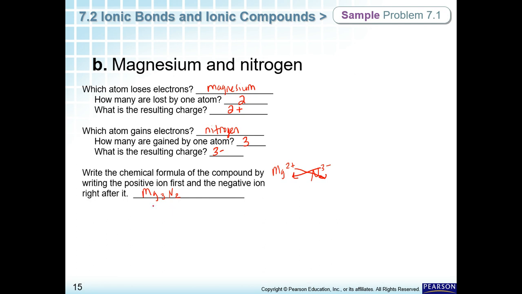Now we have to draw our structure. This tells me that I need to draw 3 magnesium. 1, 2, 3. And then I need 2 nitrogen. Remember, electron dot structures, you draw the valence electron. So magnesium has 2 valence electrons, so each one gets 2. Nitrogen belongs in group 5, so it should have 5 valence electrons.